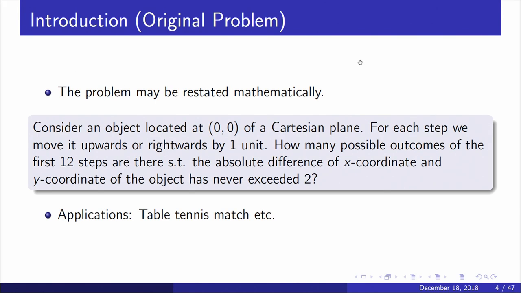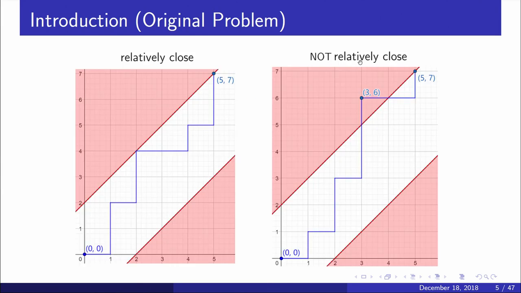We can restate the problem mathematically: an object is located at the origin of a Cartesian plane, and for each step we may move it upwards or rightwards by 1 unit. We need to find how many possible outcomes of the first 12 steps there are such that the absolute difference of the coordinates of the object never exceeds 2. Here's a simple illustration. As we can see, the coordinates (3, 6) violate the rule that the absolute coordinate difference must be less than or equal to 2, so it's not a relatively close match.